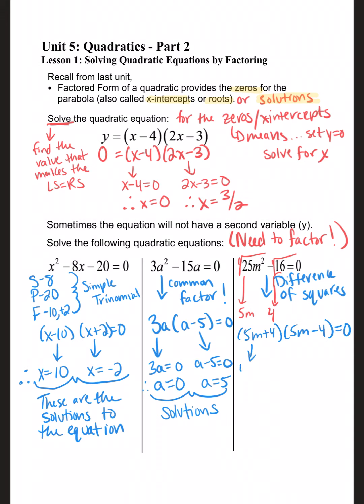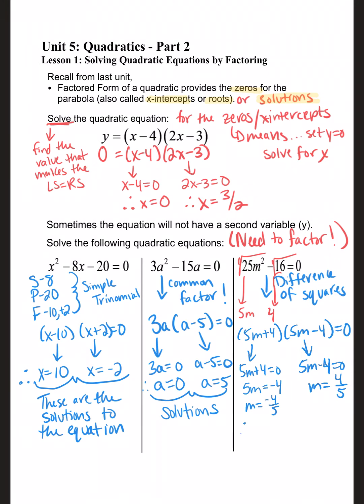Okay, so if we set both of those brackets equal to 0, we can then solve for m. I'm going to start by subtracting 4 for this equation, and then I'll divide both sides by 5. And you could do the same over to here. Add 4 and then divide by 5. This kind of looks like a y.